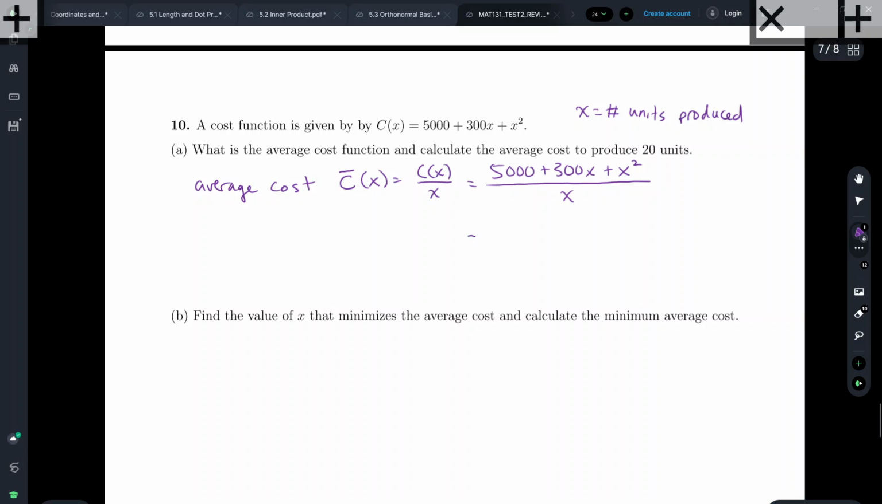And so dividing by x means every term gets divided by x, right? So it's 5,000 over x plus, and then here the x is canceled, so it's just plus 300, and then x squared over x is just x. Okay, so this is C bar.